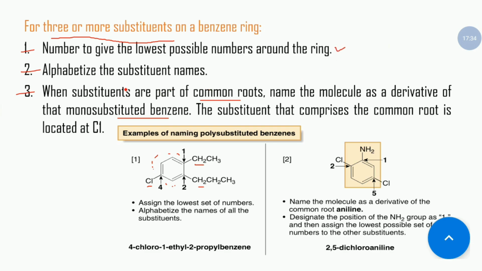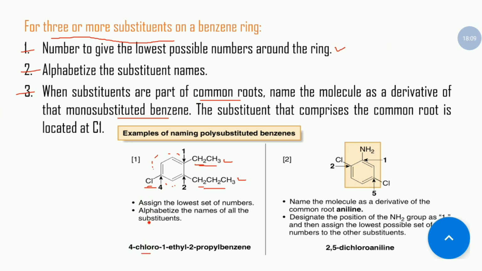After that, alphabetically arrange the substituents' names. So here you find that chlorine is there, here is ethyl, here is a propyl group. Okay, so which one is first alphabetically? Our chloro group is first, that is C is the first alphabet, after that ethyl is the second, and propyl is the third one. So you just write the name like so: chlorine is present in the fourth position, so it's 4-chloro.